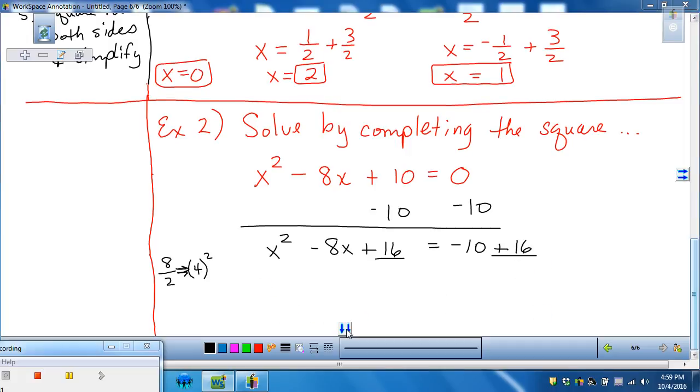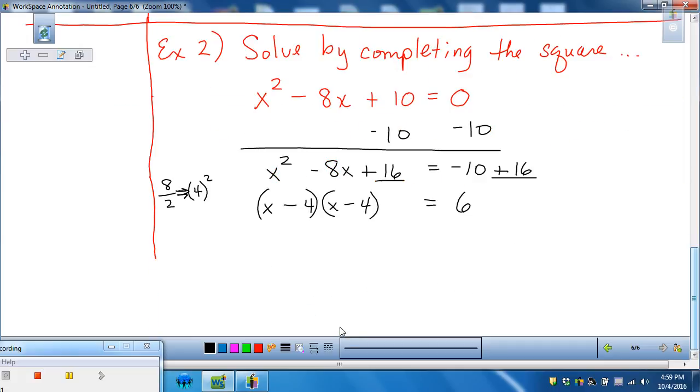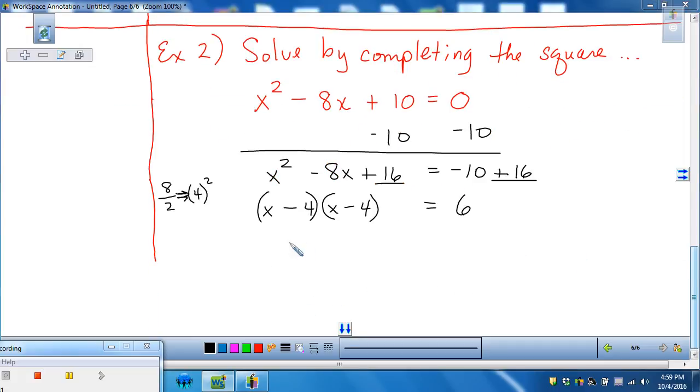Next step, factor. So now we're going to take x squared minus 8x plus 16, and we're going to break it down. And it should be a perfect square trinomial. So we've got x times x. We've got 4 times 4. And to get a negative in the middle, we need a minus and a minus. On the other side, 16 take away 10 is 6. Okay, just a couple more steps and we're done. X minus 4, we've got 2 of them, so we've got x minus 4 squared, and that's equal to 6.